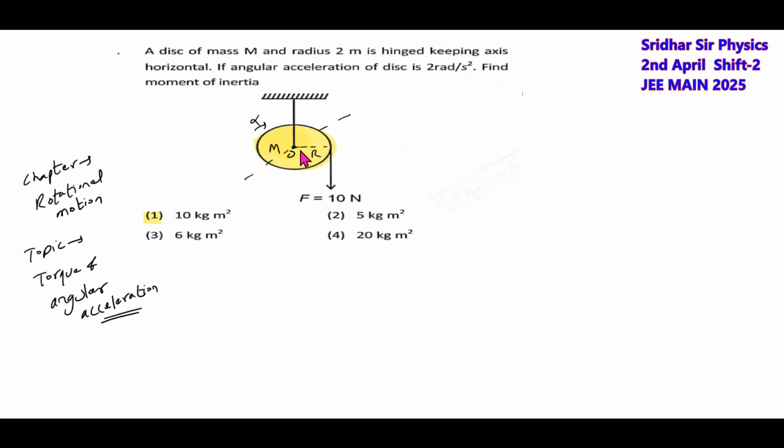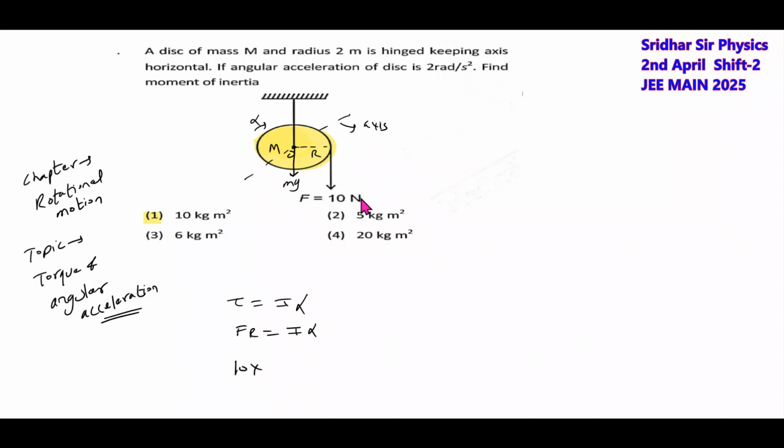We applied a force. This force will set up a torque. So torque equals I into alpha. What is the torque set up by this applied force? F into R. The value of F is 10. This force F into R will set up torque about O. What about the weight? The weight mg is acting, but it will intersect the axis of rotation. So therefore the torque by the weight will be 0.